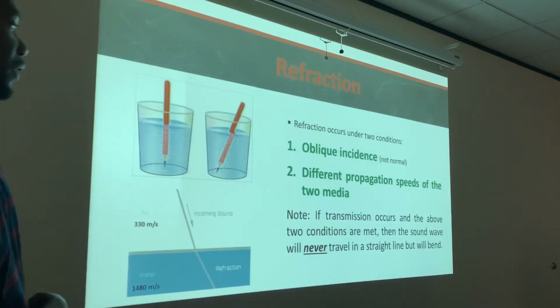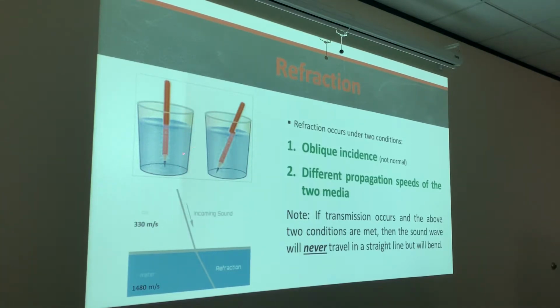So if transmission occurs and the above two conditions are met, the sound will never travel in a straight line. What will it be? Of course, refraction. It's not going to travel in a straight line. So that's like saying that these two have different propagation speeds, right? But it's not at oblique incidence. Also, even though they have different propagation speeds, no, same.